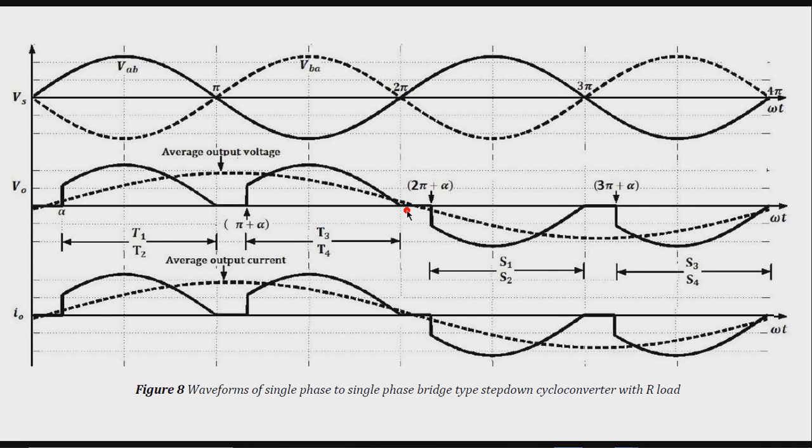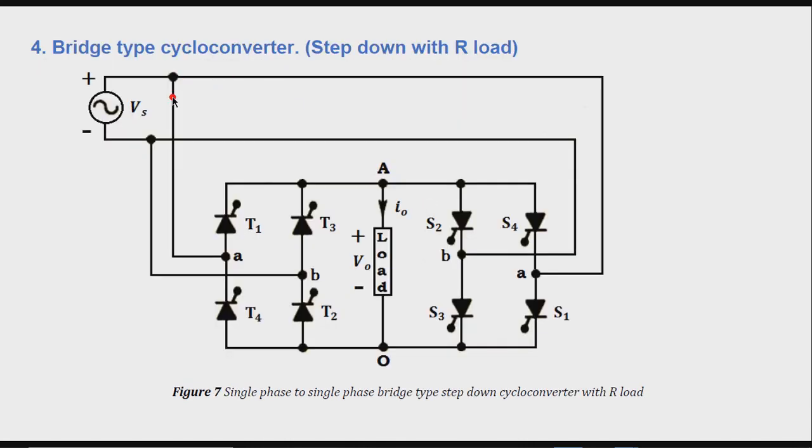After such two positive half cycles of the load voltage and load current, thyristors S1 and S2 are triggered at 2 pi plus alpha. As A is positive with respect to B, S1 and S2 are triggered. Thyristors S1 and S2 are forward biased, they start conducting, but the load direction is reversed. When S1 and S2 are triggered, the load current flows through S1, then S2. So the direction of the current is in this way, the opposite direction to the marked direction.